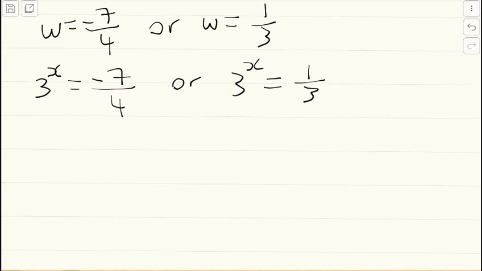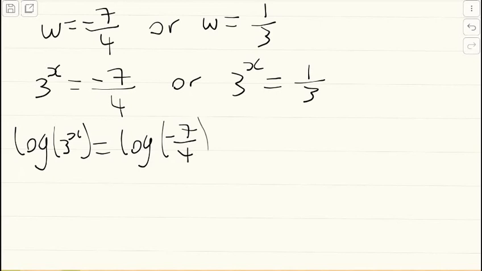Okay, now let's look at the left-hand side. We take the logs of both sides. Log of 3 to the x equals log of minus 7 over 4. We run into our familiar problem here. We cannot have the log of a negative number, so no solutions. So let's leave that one alone. On the right-hand side, we can do the whole taking logs of both sides. If you know your laws of indices, we see that 3 to the power of something is equal to 1 over 3. We should know that x is equal to minus 1.